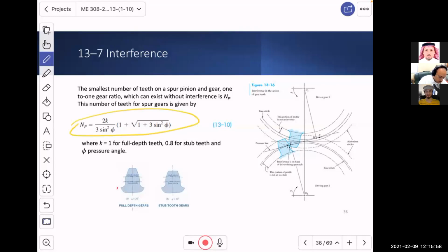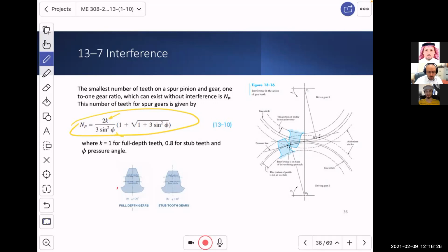Well, it's over here, which is equal to 2 multiplied by k, I will tell you what k is, divided by 3 sine square phi, where phi is the pressure angle, multiplied by an expression of 1 plus the square root of 1 plus 3 sine square phi. What is k? k is 1 for full depth teeth, and probably most of the time we will have k equal to 1.